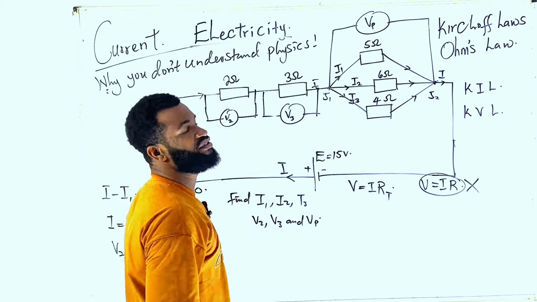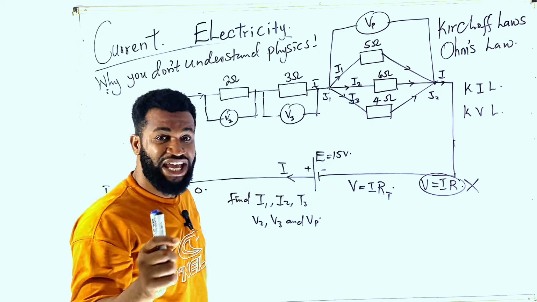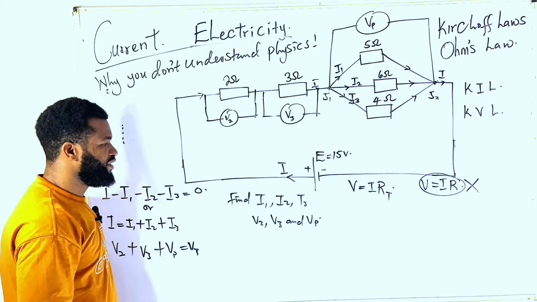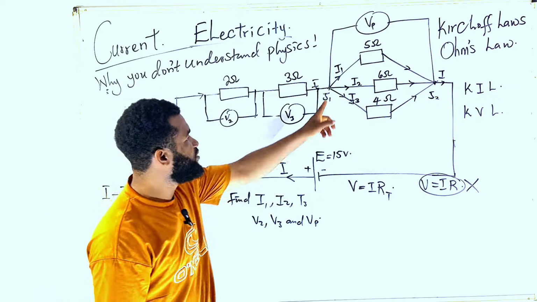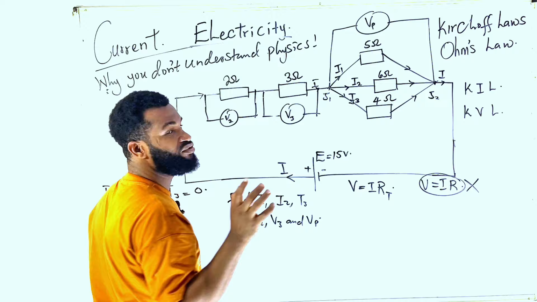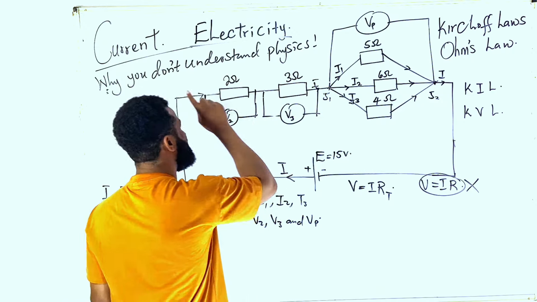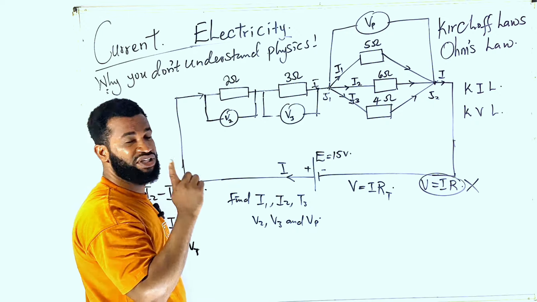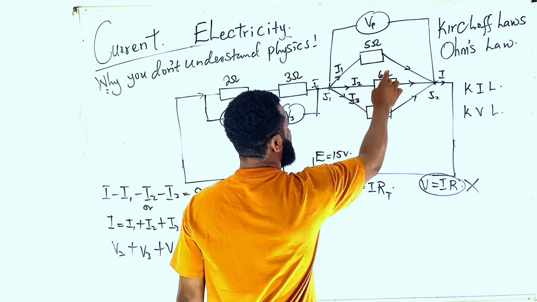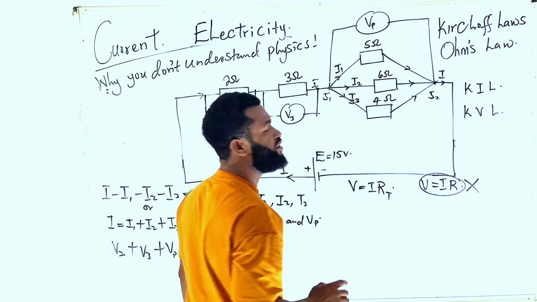So using these Kirchhoff laws and Ohm's law, we will be able to find this I1, the current flowing through this part, I2, the current flowing through the 6 ohm resistor, then I3, the current flowing through the 4 ohm resistor. We can also find I, the current flowing through this and this. I want you to know that the current flowing through series-connected resistors is a common current, while the current flowing in a parallel circuit is different in each branch.